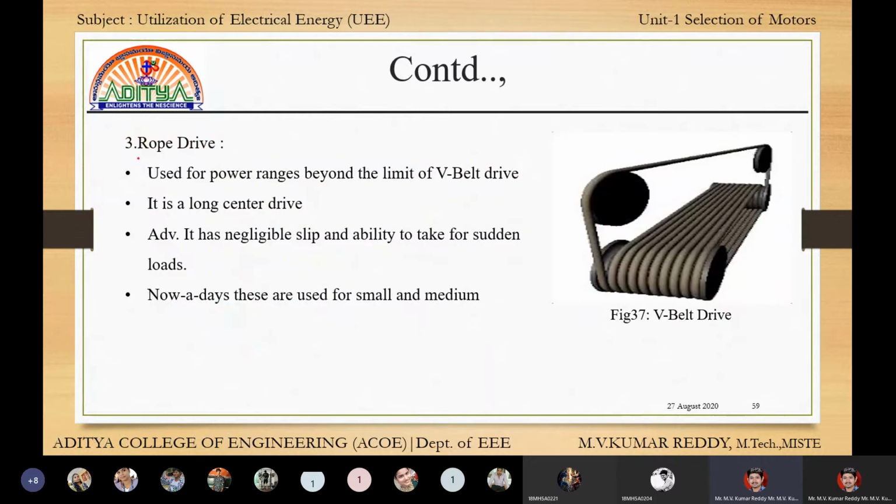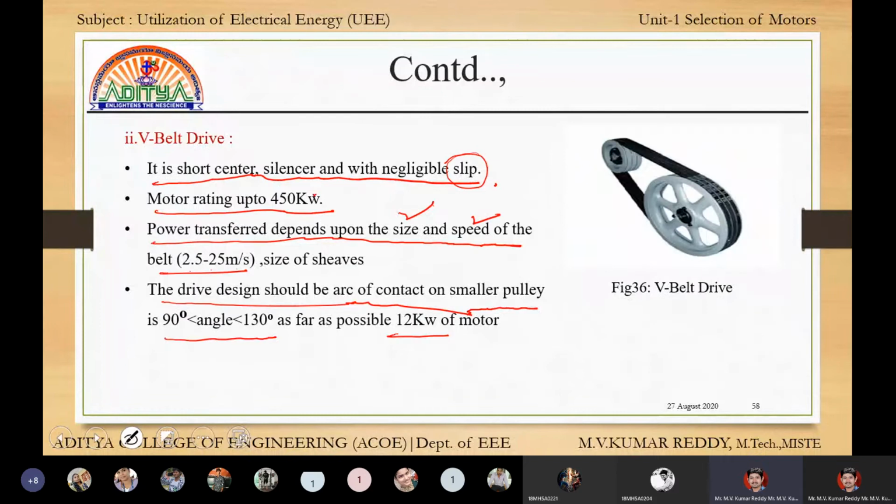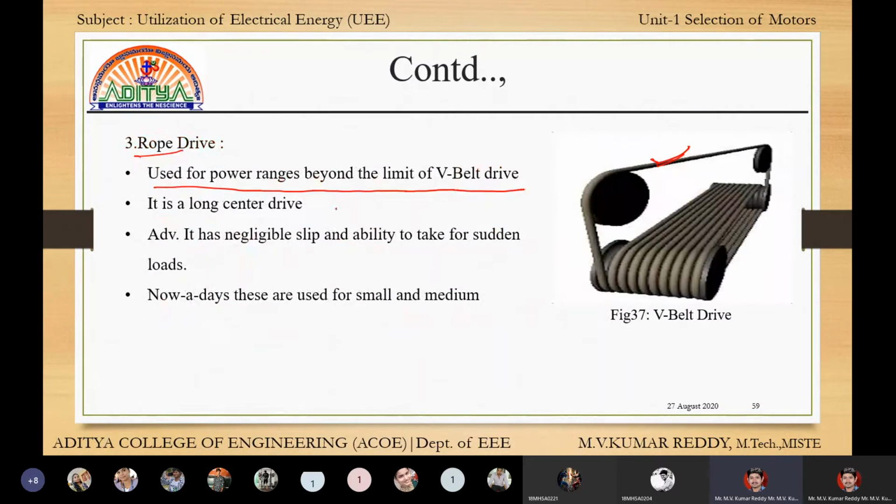And next one is the rope drive. This is made up of rope, hence it is called a rope drive. It is used for power ranges beyond the limits of the V belt drive, the previous drive, which is up to 450 kilowatts. Beyond that, greater than 450 kilowatts, these are used. It is the long center drive.